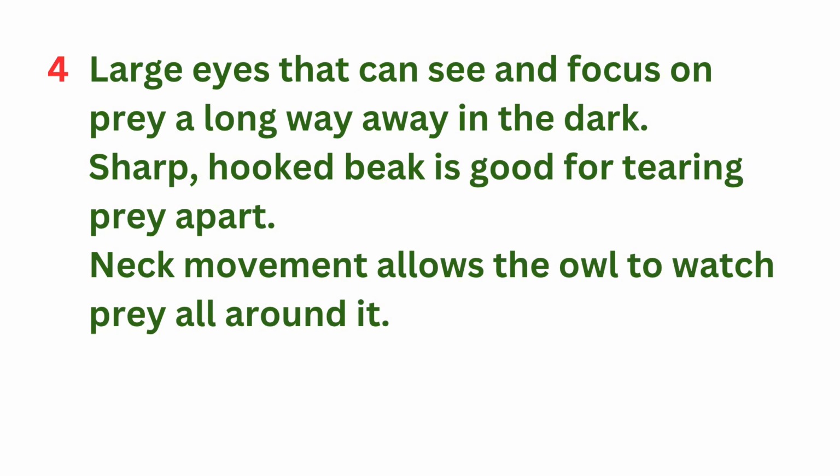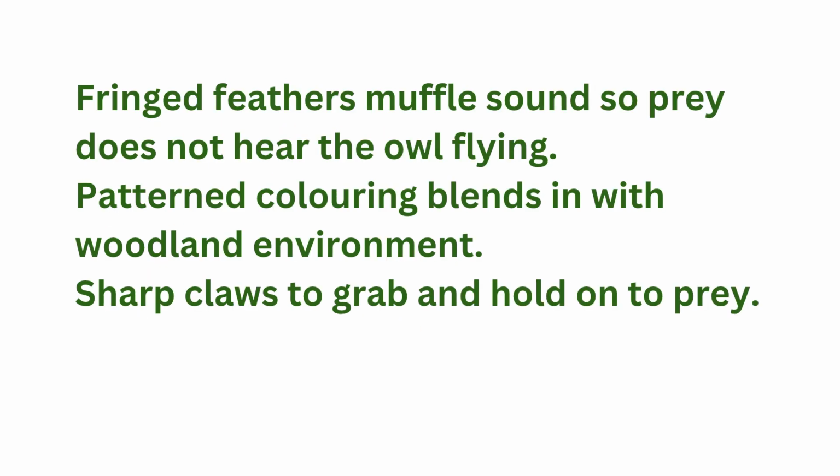Sharp hooked beak is good for tearing prey apart. Neck movement allows the owl to watch prey all around it. Fringe feathers muffle sound so prey does not hear the owl flying. Pattern coloring blends in with woodland environment. Sharp claws to grab and hold onto prey.